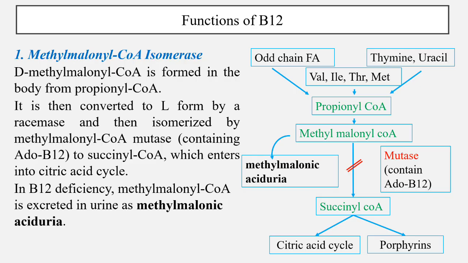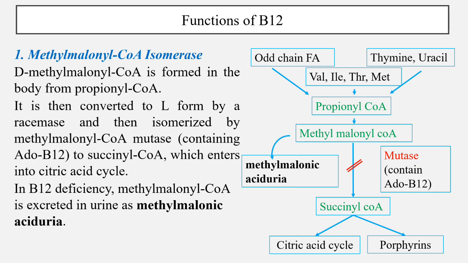So, functions of vitamin B12. The first one is that B12 is required for methylmalonyl-CoA isomerase, or mutase. This methylmalonyl-CoA is converted to succinyl-CoA and enters the citric acid cycle, and also to the biosynthesis of porphyrins.